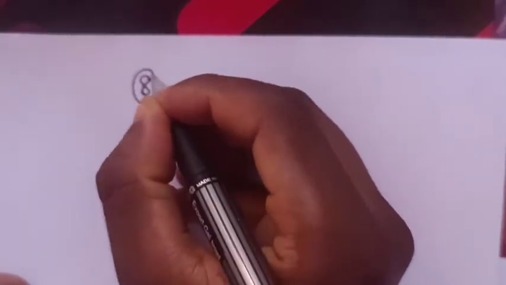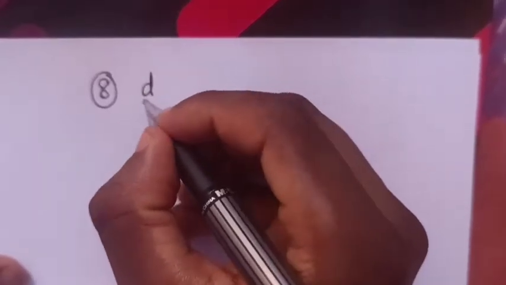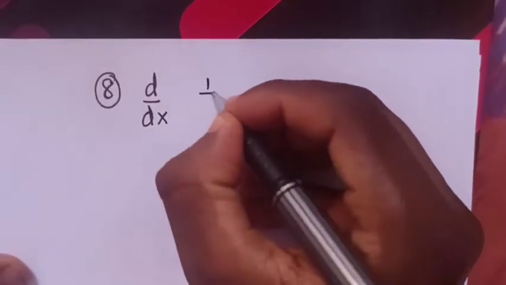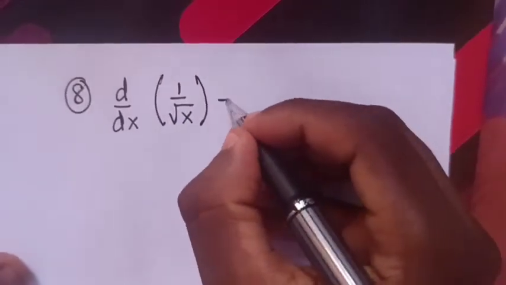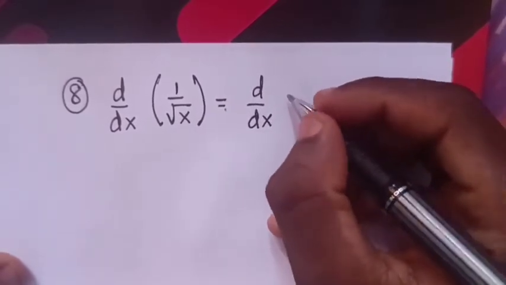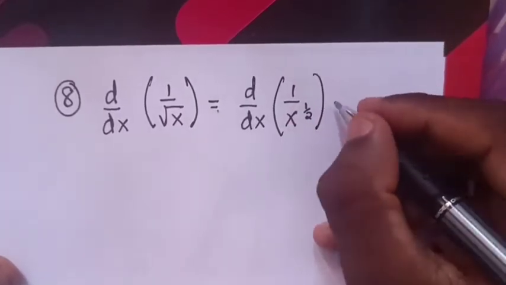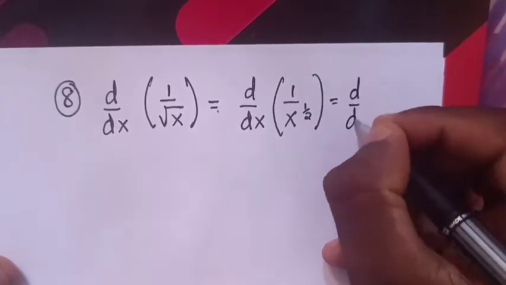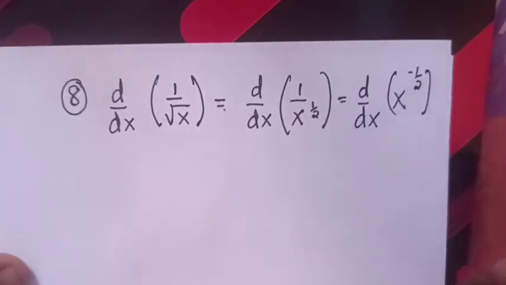Now let's go to the next example. It will be example 8. Example 8, derivative with respect to x of 1 over square root of x. Now this we write in the form of exponent. It will be 1 over x power of a half, derivative with respect to x. This, in exponent, will be x power of negative a half.